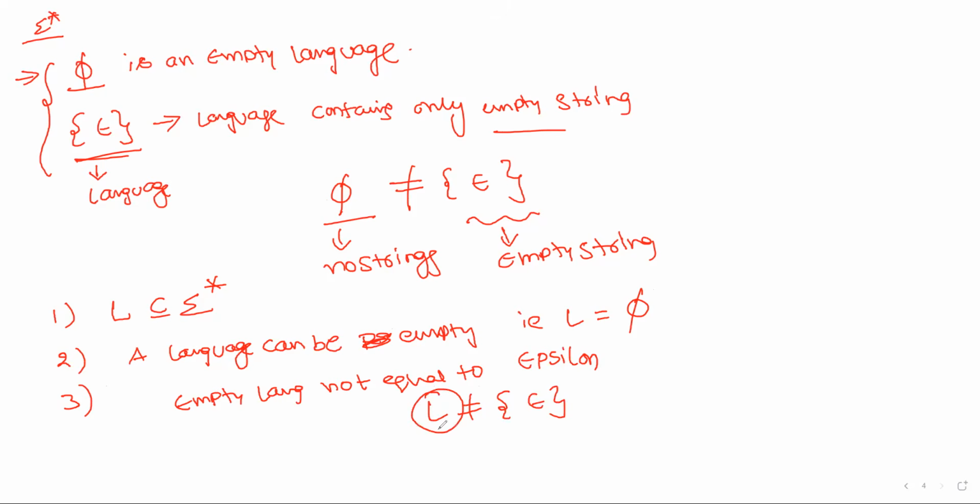Assume if your L is an empty language, it is not equal to epsilon. Okay, this is the language. Now, on these languages, so on the strings, we are performing some operations. What we discussed on the string: how do we calculate the length of a string, prefix of a string, suffix of a string, substring, and concatenation. Similarly, on the languages also, we are performing some operations.